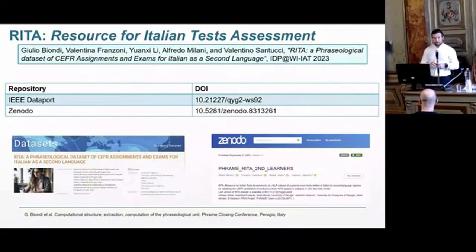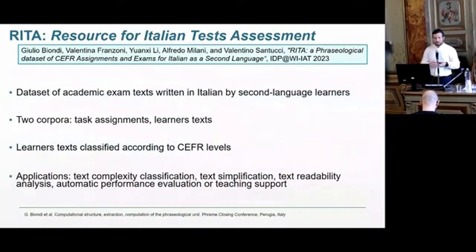We published the dataset on two repositories, IEEE Dataport and Zenodo. The IEEE Dataport version will be also updated in the future as we add more measures and more data. So the characteristics, of course, are the same of the Celli corpus from which Rita derives. We have two corpora, the task assignments and the learning since text, which were classified according to the CEF levels. And the dataset can be used for the following tasks. So text complexity classification, simplification, readability analysis, and hopefully automatic performance evaluation or better teaching support. We are not excluding humans. That's not what AI does. We are just supporting it.